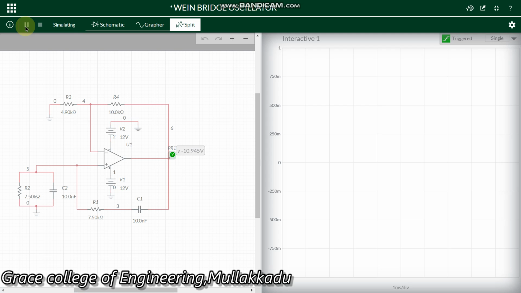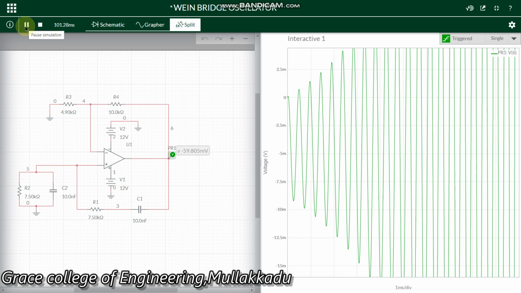You can also change the values of the RC parameters. See, you can get the output of this oscillator. This is the output for the Wien bridge oscillator. You can change the values of capacitance and resistance, and we can also control the voltage of the oscillating output.